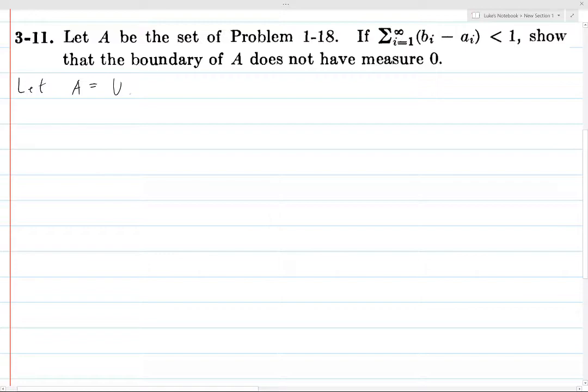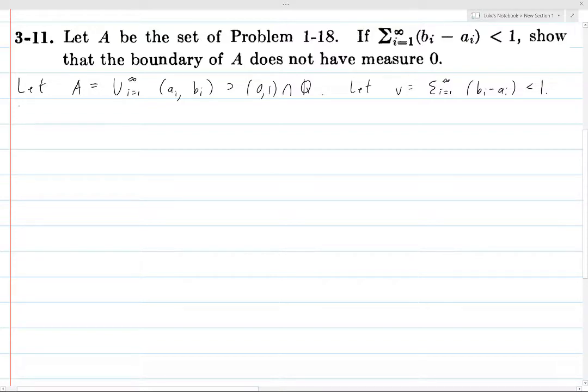It's the union from i equals 1 to infinity of a collection of open intervals a_i to b_i, such that this collection of intervals contains all the rational numbers in the interval from 0 to 1. And then we're going to let V be the volume of this set, basically. So it's the sum of the lengths, and we're assuming that this is less than 1. All right, cool. So that's what we're starting with.